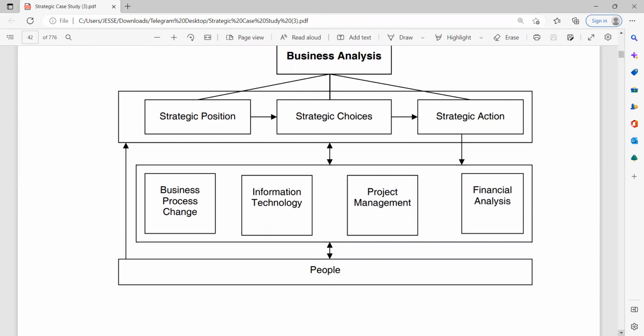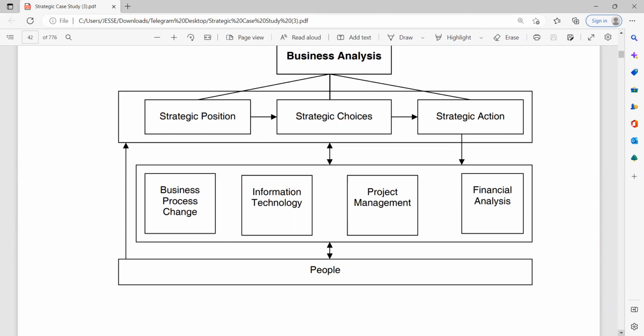And then under these three elements, we have the supporting business processes, which are business process change, IT, project management, and financial analysis. Undergirding all of this is people. You cannot take people out of this equation. People help you to drive your results.